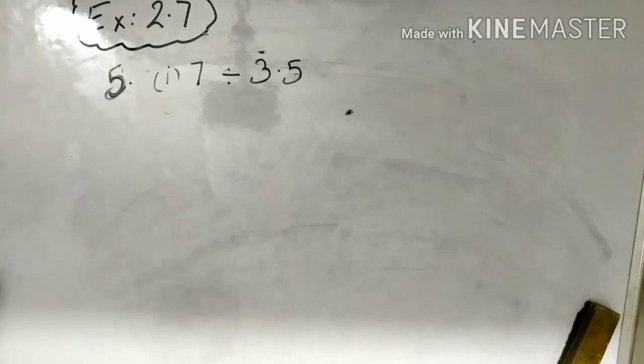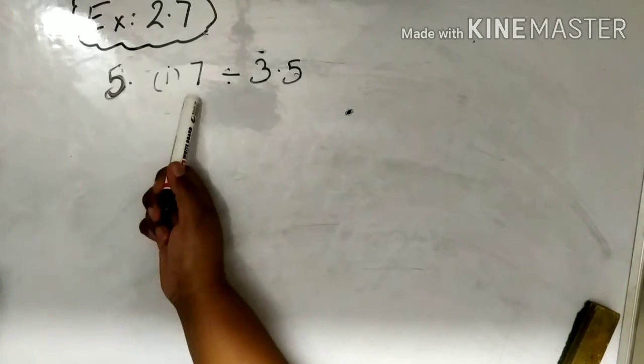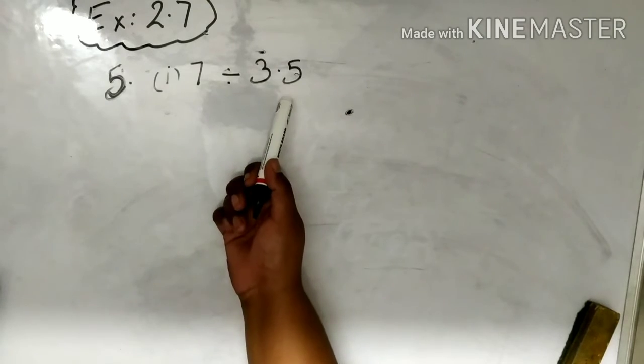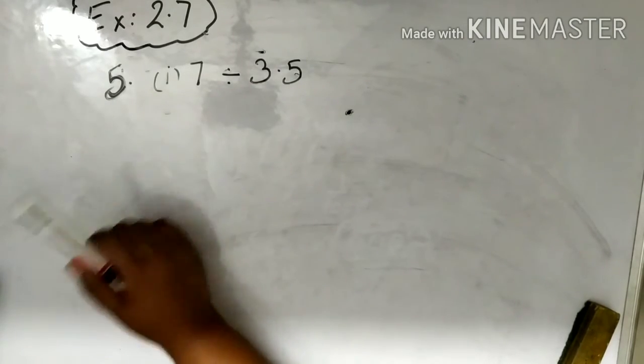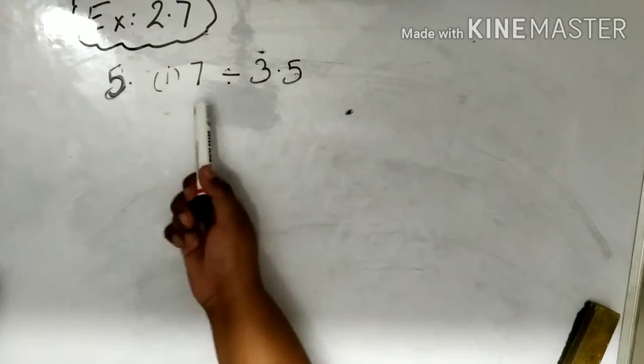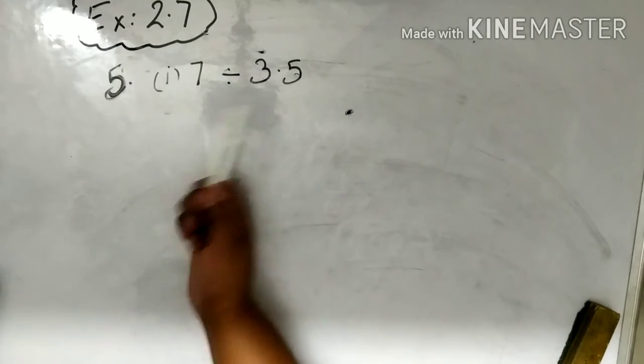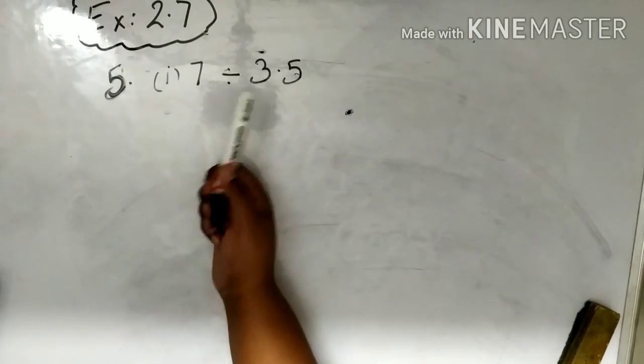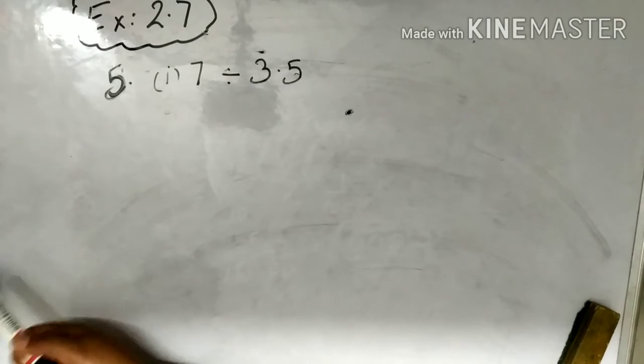Now in the fifth question, we have to solve the problems where we have to divide decimal numbers with a whole number or divide two decimal numbers. We have questions where we have a whole number divided by a decimal number or a decimal number divided by a whole number. The first one is 7, the whole number, divided by a decimal number, 3.5. We have already seen how to solve this.